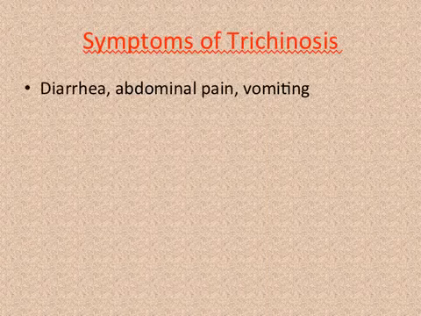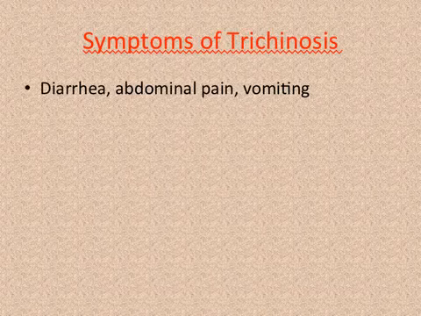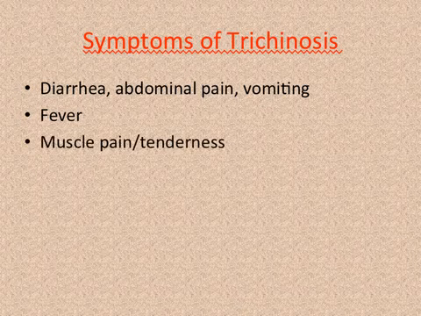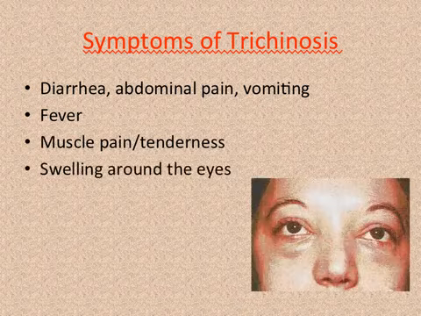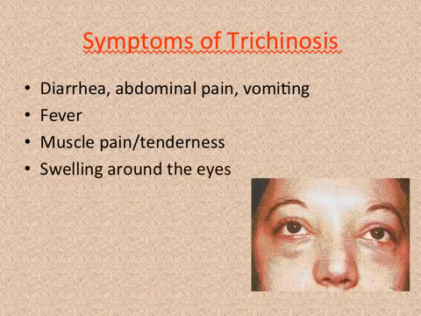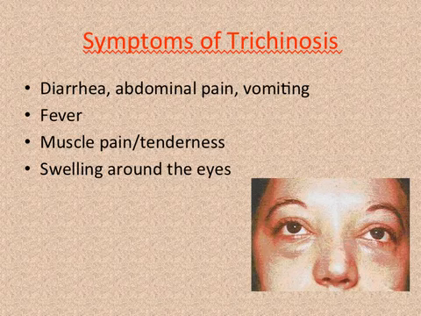Some symptoms of trichinosis include diarrhea, abdominal pain and vomiting, fever, and muscle pain and tenderness. And this is because those worms bury into our muscles and cause those little cysts that can cause pain and tenderness. Swelling around the eyes is also a symptom because the worms are traveling there. So you can see in this picture that there's some swelling around the eyes where the worms are located, and so that's also a symptom of trichinosis.